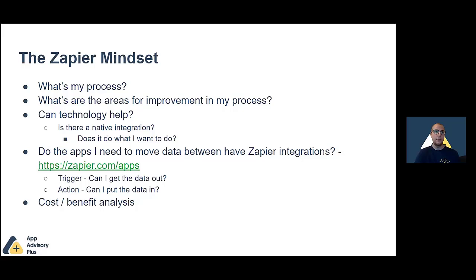So the reason that I'm going to talk through a mindset here is the most common question that I get around Zapier is how do I know when it's going to be useful? And this is my general approach to answering that question. And really, it's all about solving problems and process automation. And to start with, you really have to have a good understanding of what the process is that you're trying to improve in the first place.